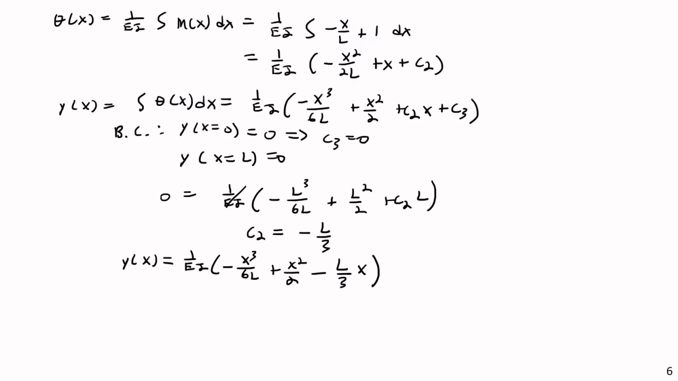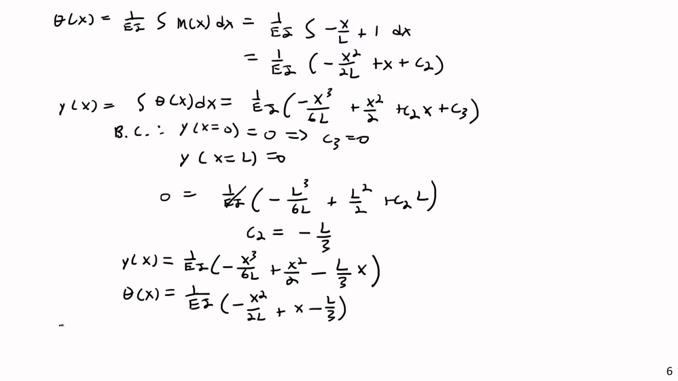All good. Next I want to list the rotation equation. Taking this rotation equation here, theta as a function of x is going to be equal to 1 over EI times negative x squared divided by 2L plus x, and then our c2, which is negative L over 3, minus L over 3. So now, for our first secondary beam, we have an equation to find the slope of the beam at any point x.